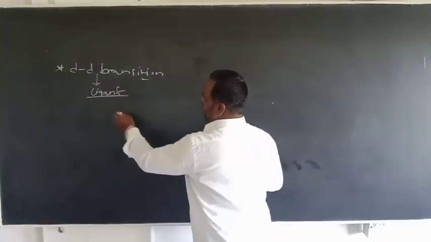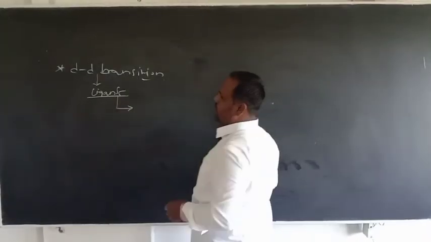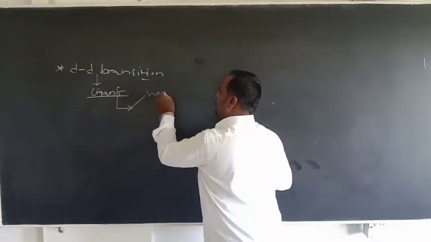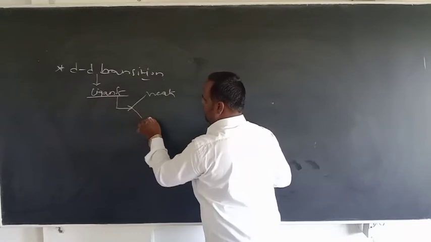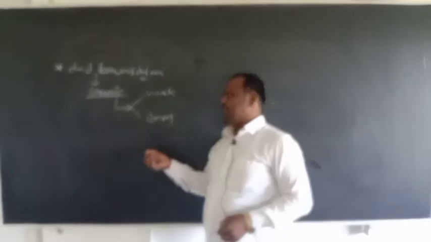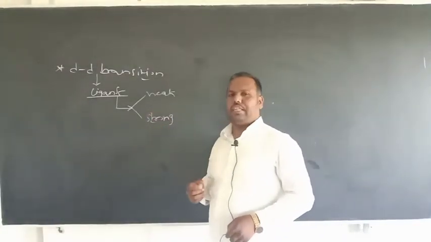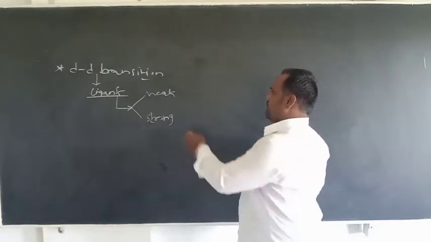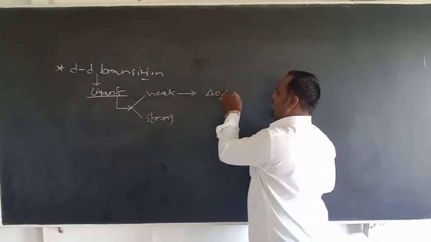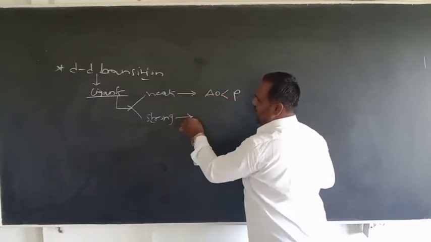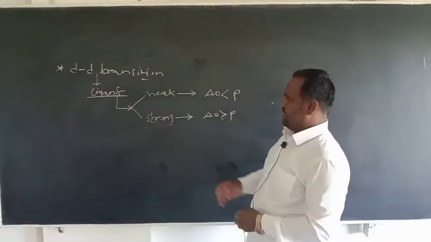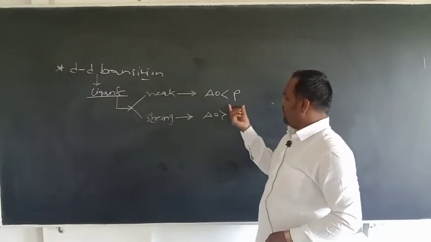These ligands are of two types, because the nature of the ligand, or ligand field, is very important. One is the weak field ligand and the second is the strong field ligand. In the presence of a weak field ligand, delta octahedral is less than the pairing energy, while in a strong field ligand delta octahedral is greater than the pairing energy. So what are this delta octahedral and this pairing energy?